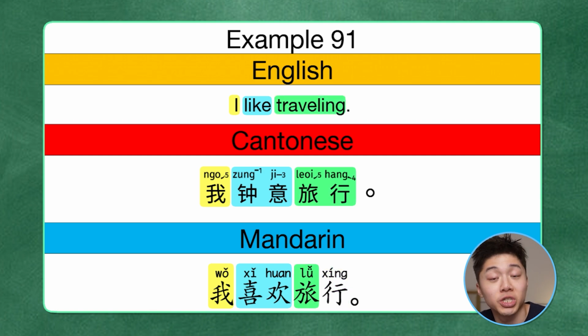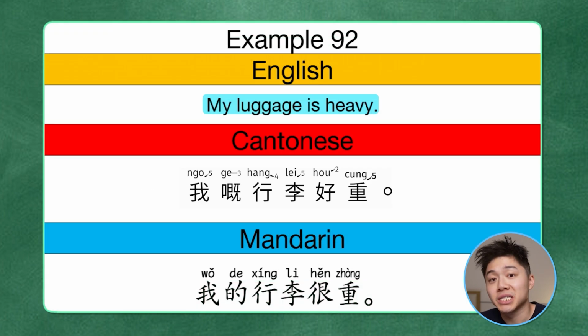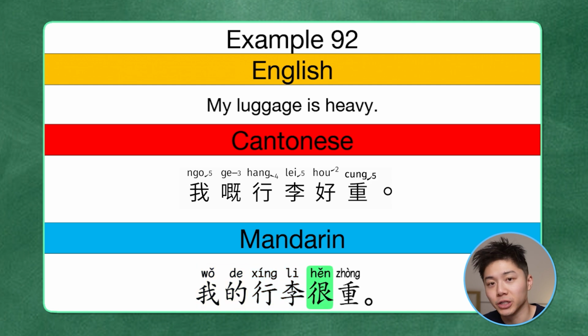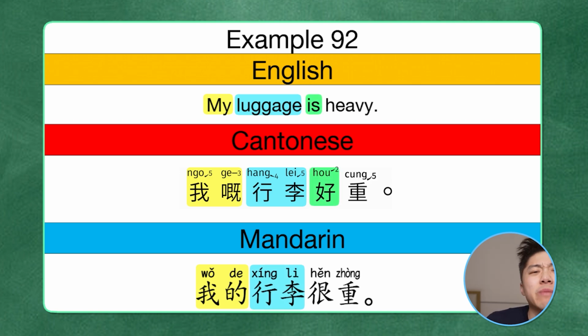Next, luggage, 行李. In Mandarin, 行李. So for example, my luggage is heavy. 我嘅行李好重. In Mandarin, 我的行李很重. 我嘅 is my in Mandarin, 我的. 行李 means luggage in Mandarin. 好 means very in Mandarin, 很. 重 means heavy in Mandarin.